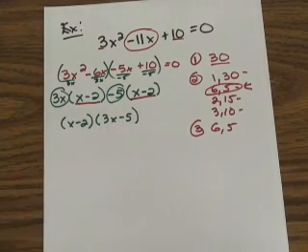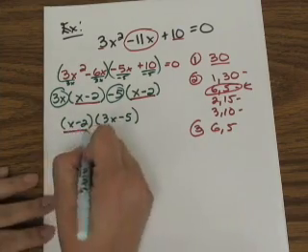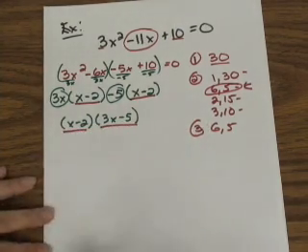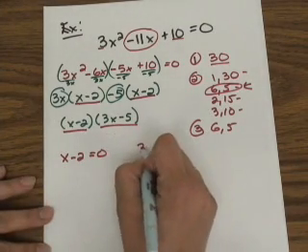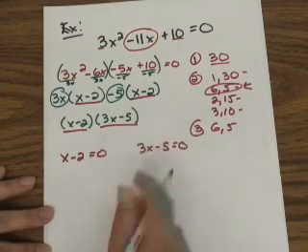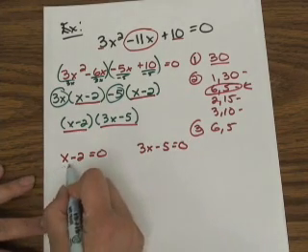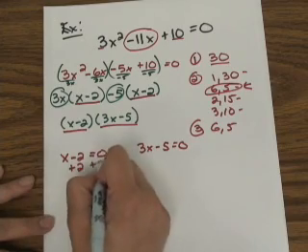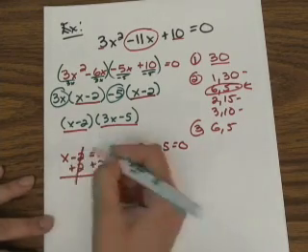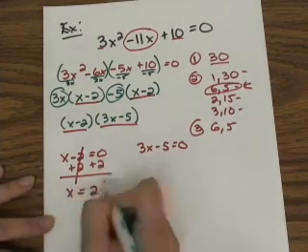Now here again, normally is where you would be done. But we're solving quadratic equations, so you want to set each factor equal to 0 and solve. So you have x minus 2 equals 0 and 3x minus 5 equals 0. In order to get x by itself in the first binomial factor, you're going to add 2 to both sides. So here you get x equals 2.